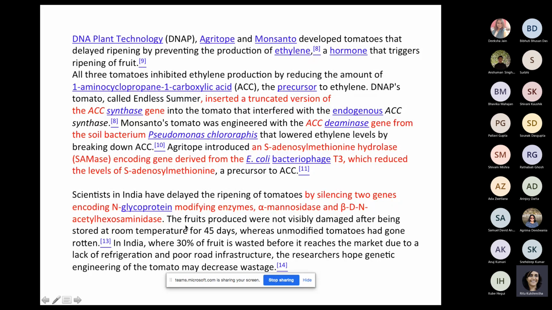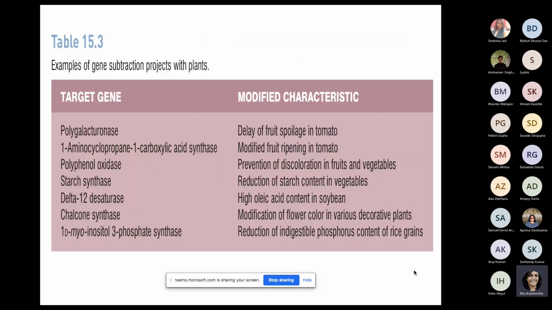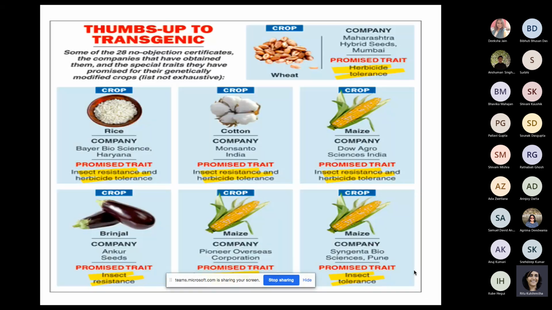See, another example is that to delay the ripening of tomatoes, another strategy that was used was totally two different genes, both of which were involved in the ripening process. And very successfully, these transgenic tomatoes have been made using this strategy as well. So your mind has to be very, very active, and you have to figure out what genes to alter to achieve a particular phenotype. Then certain examples were given. I'll not go through these again.